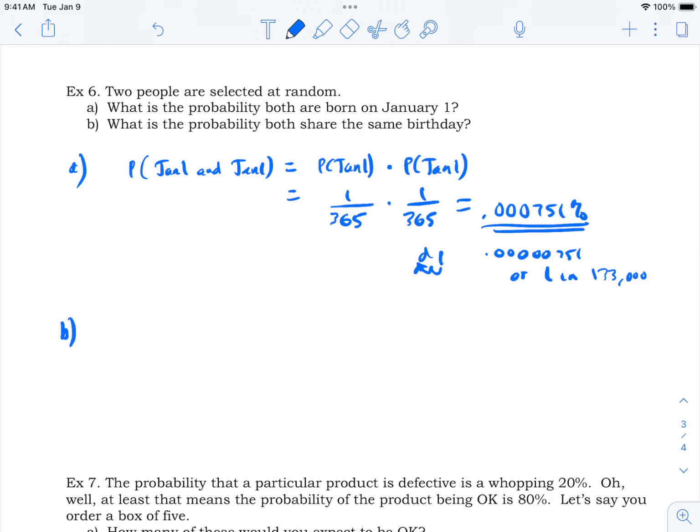Let's look at question B. What's the probability they both share the same birthday? Notice we're not talking about any particular birthday. We're not saying both January 1st. We're not saying both July 30th or whatever. Not any particular birthday. It's just that they're the same.